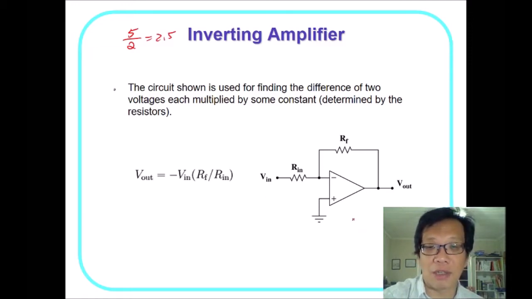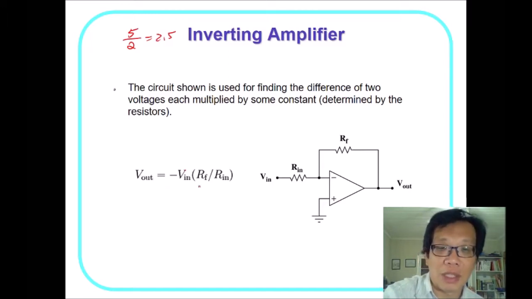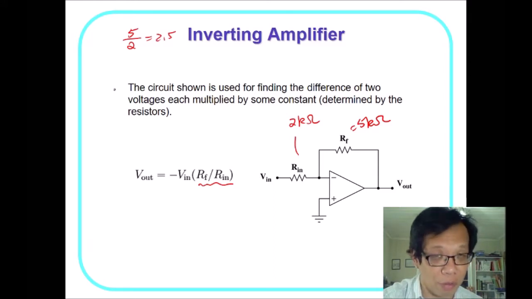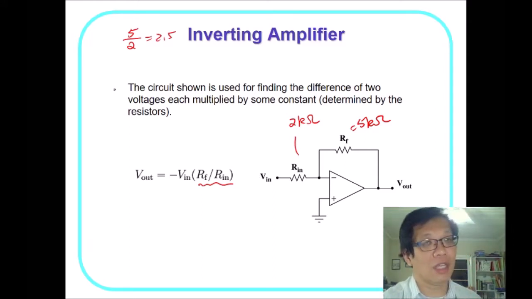So what am I going to do? If you design a circuit like this, then the ratio is going to be something over here. This is your input, and this is your output, and I need 2.5, which means my RF can use 5 kilo ohm, and my RIN over here can be 2 kilo ohm. So you're going to find this one is 2.5, but there is a drawback. When you put 1 volt over here, the output is going to be negative 2.5 volts. So it not only amplifies your signal, it also inverts the signal. That is the reason we call this an inverting amplifier.